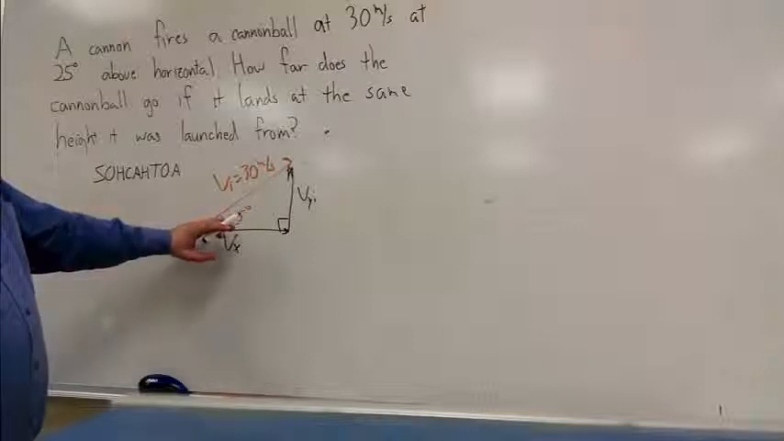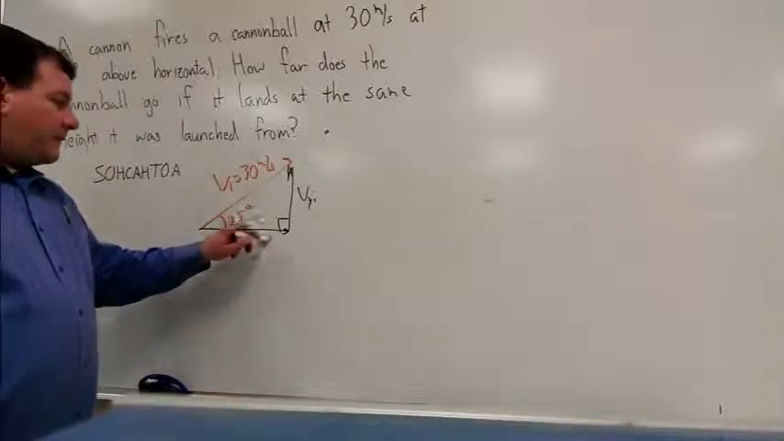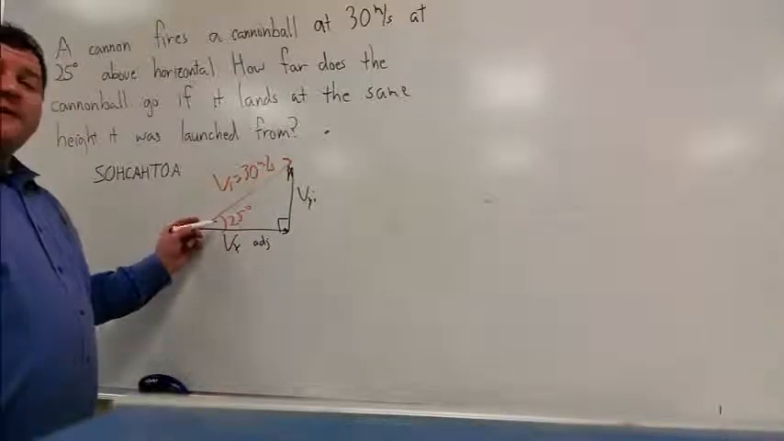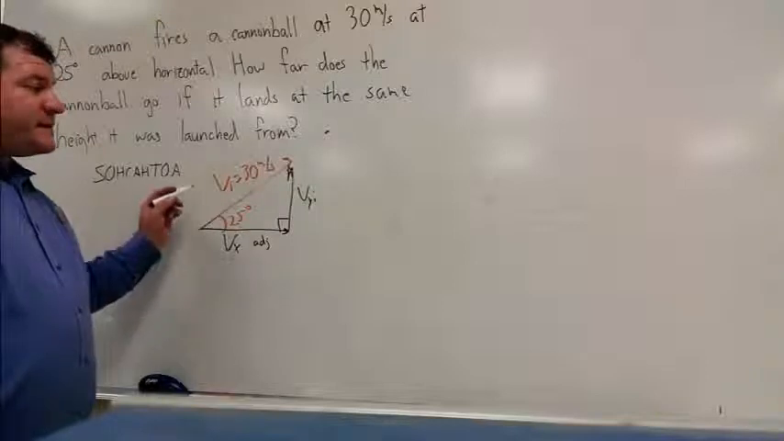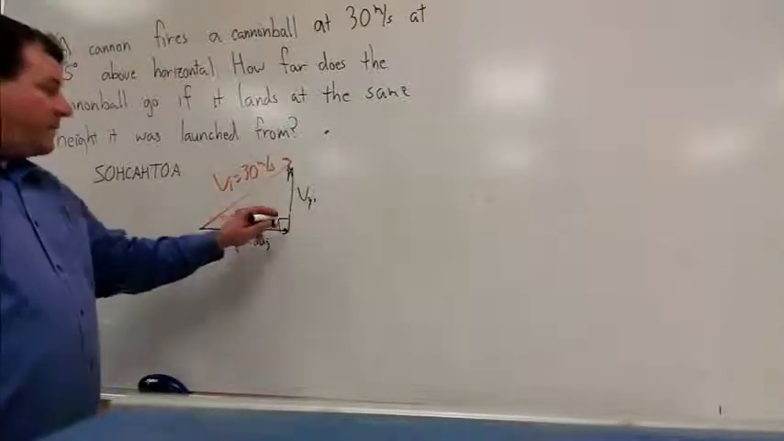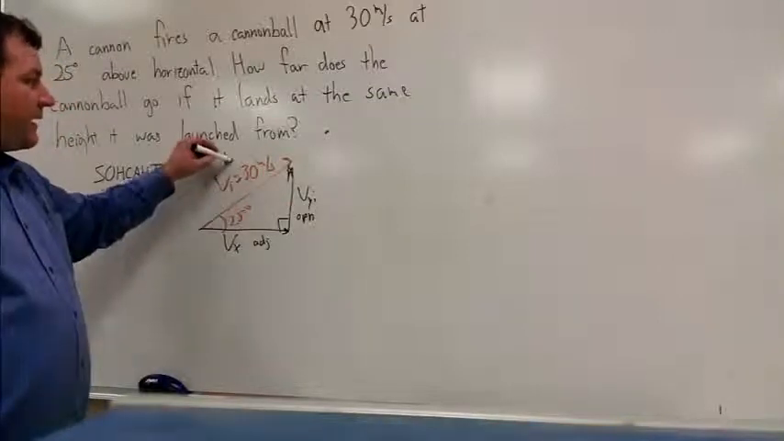For this angle, the 25 degree angle, Vx is my adjacent side. Adjacent means next to, and this is next to the 25 degree angle. Vyi is the opposite side because it's on the opposite side of the triangle from the angle. And my diagonal Vi is the hypotenuse.